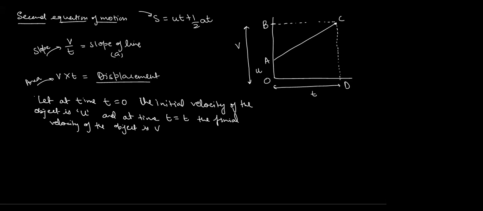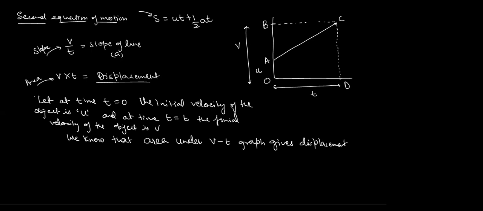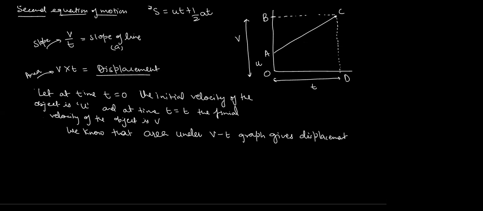Okay, now we know that area here, I'm not talking about the slope, because I'm going to derive the displacement. So here I have to write that the area under the VT graph gives displacement. It is simple. Area under the VT graph gives displacement. So this is the area that we need to calculate, and that area will give you the displacement. You need to find out the area of this. So how can you find the area of this particular region?